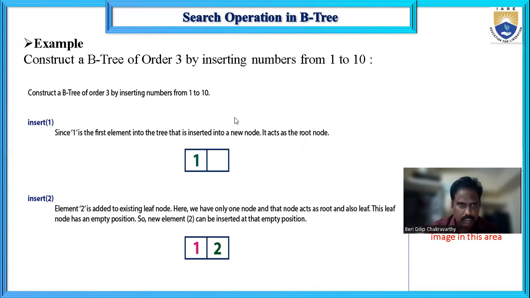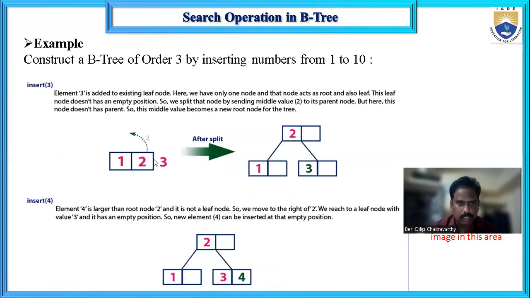First, we'll take 1. So 1 is taken as my first node. Insert 2. I'll be taking 2. As the order is 3, I can take up to 2 keys. While inserting 3, I can't place it in that node, because the order is 3. So I'll split my node. As we have seen in the condition, if it is the root element, I'll make the middle element the root. 2 comes here, and 1, 3.